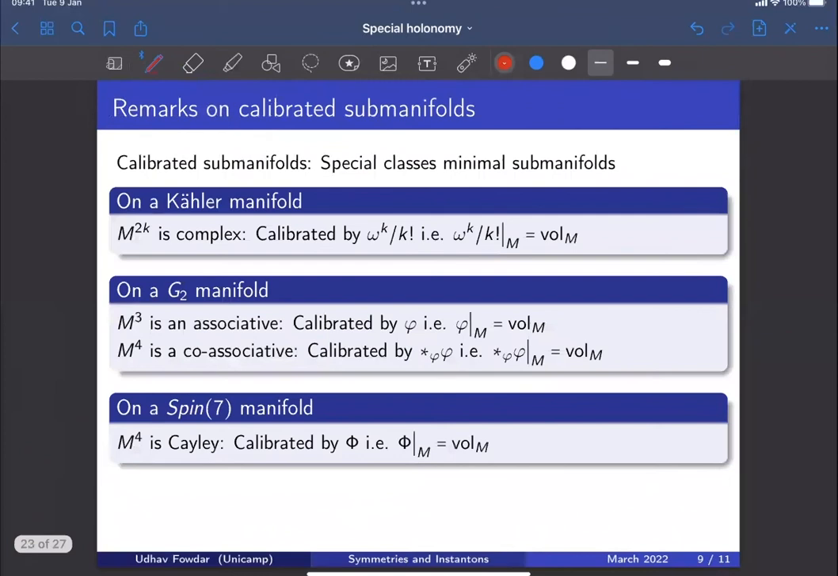So here are some examples of calibrated submanifolds. For instance, if you're on a Kähler manifold, then the complex submanifolds are calibrated by powers of the Kähler form, normalized by this constant here. Calibrated means that this differential form will restrict to define the volume form on these submanifolds. In the context of G2 manifolds, we have two types of calibrated submanifolds. We have associatives, which are calibrated by the three form, and we have co-associatives, which are four manifolds calibrated by the dual four form. And on Spin(7), we just have one type of calibrated submanifolds, namely Cayley submanifolds, which are calibrated by the four form. What I want to do is tell you some examples of this class of objects in the examples that we've seen in this talk.